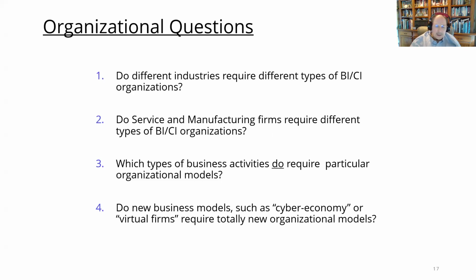For example, the hub and spoke, which is the one that I was most familiar with, is used in electronics, it's used in pharma, it's used in consumer packaged goods, and in others. And it works well in many very successful companies that operate using that model. Number two, do service and manufacturing firms require different types of CI organizations? Again, the answer is not generally. Properly selected models will work in both.